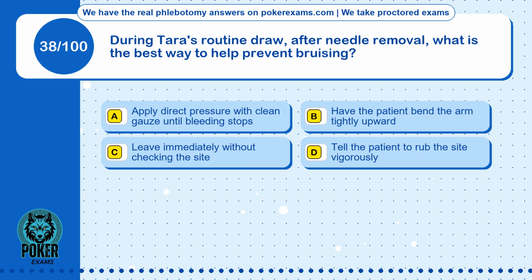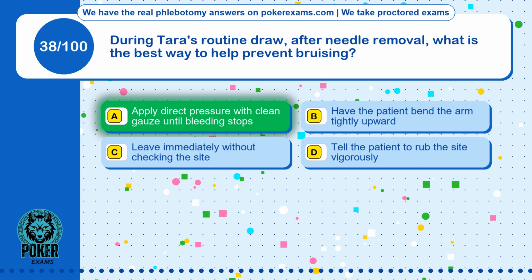Question 38. During Tara's routine draw, after needle removal, what is the best way to help prevent bruising? Option A. Apply direct pressure with clean gauze until bleeding stops. Option B. Have the patient bend the arm tightly upward. Option C. Leave immediately without checking the site. Option D. Tell the patient to rub the site vigorously.